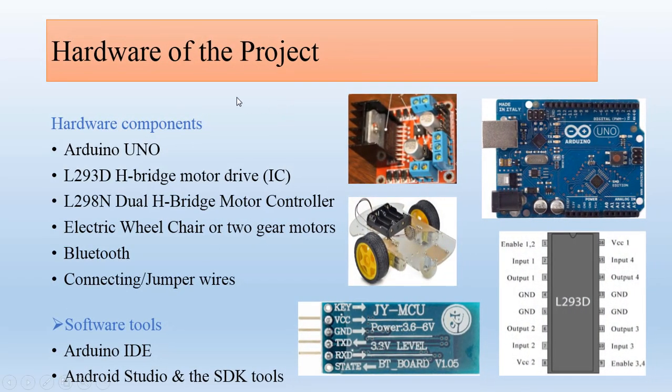Hardware of the project. Major hardware used in this project includes Arduino UNO, H-bridge motor drive IC, dual H-bridge motor controller device, electric wheelchair, or a prototype like 2-gear motors, a Bluetooth device, and obviously connective or jumper wires. As a software tool, we are using Arduino IDE for programming the Arduino, and Android Studio and the SDK tool for developing the Android app.